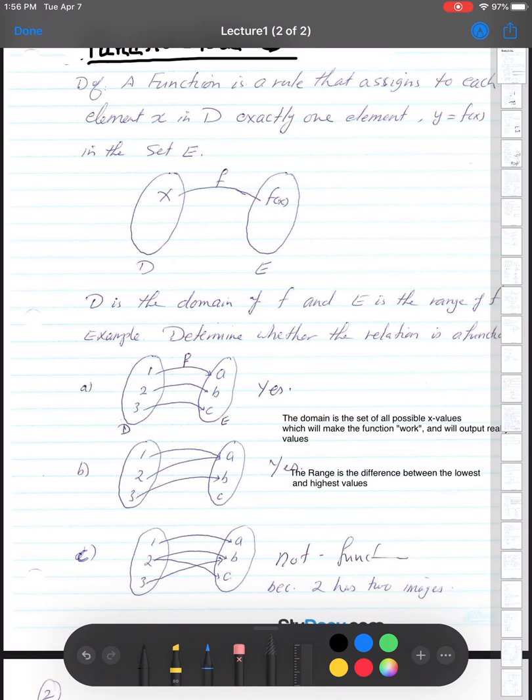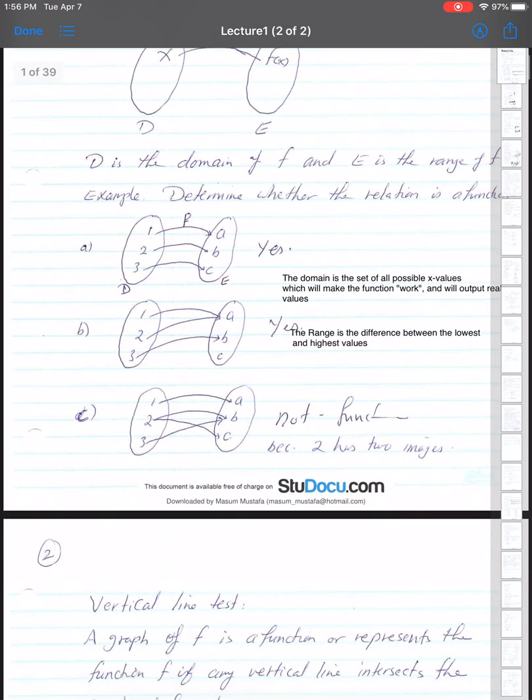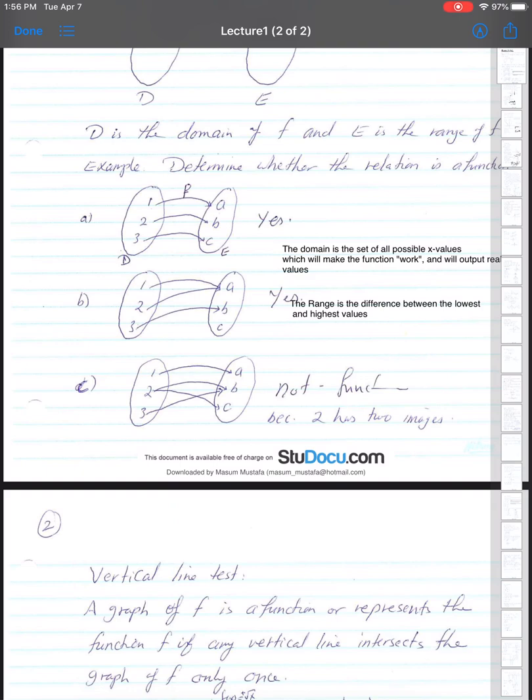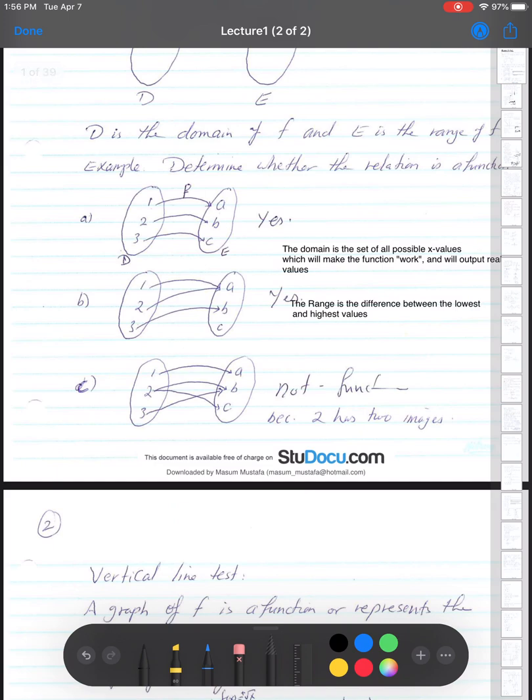Now we'll look into the third example. Okay, so 1 is equal to a, 2 is equal to b, 2 is equal to c, 3 is equal to b. Is it a function? No, it's not a function. Why is that? Because for 2 you have two different outputs. One is b, one is c. So if for each input you have two outputs, or for each x you have two y's, then it's not a function.